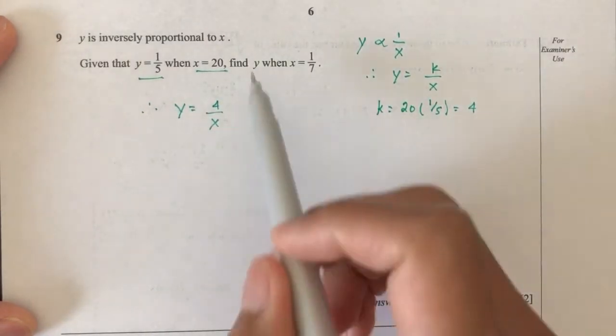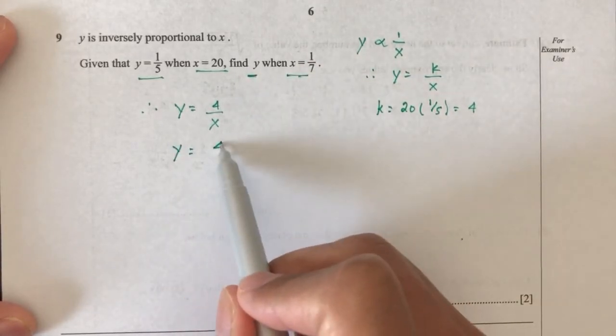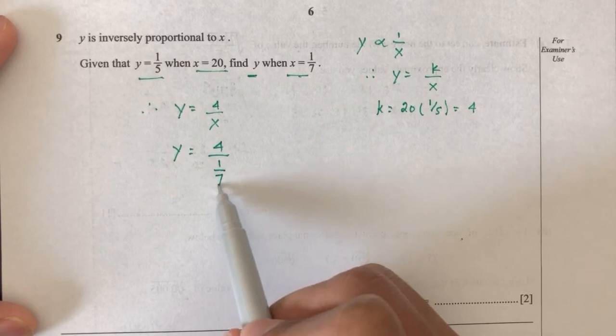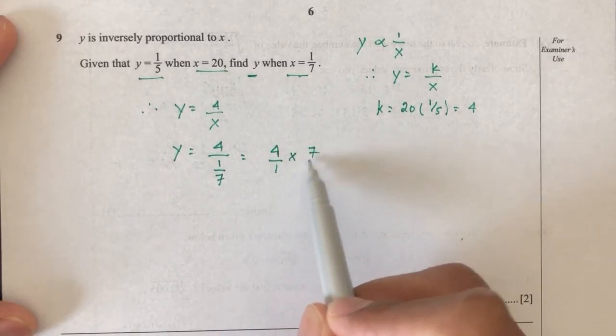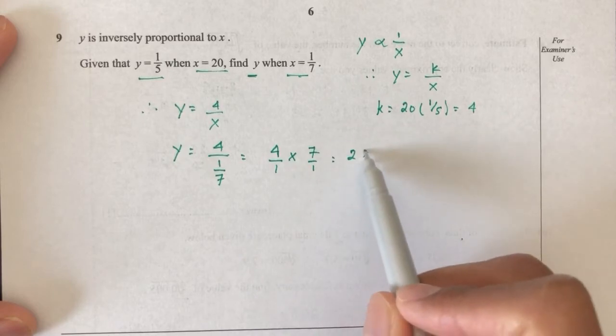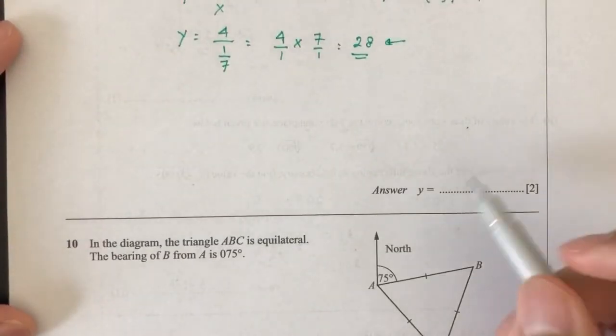Now, we have to find the value of y when x equals this. So y becomes 4 divided by x. Simplify, it becomes times 7. That becomes 28. That's the value of y.